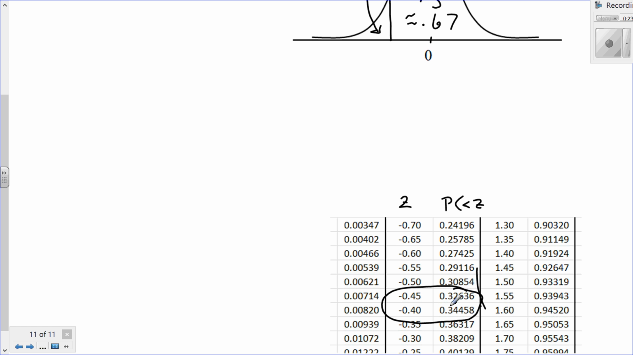So I want the probability to be about 0.33. And the two values I've got to pick from here are 0.32636 and 0.34458. So 0.33 is a little closer to 0.326 than it is to 0.344. So what I'm going to use then is a z value of negative 0.45.